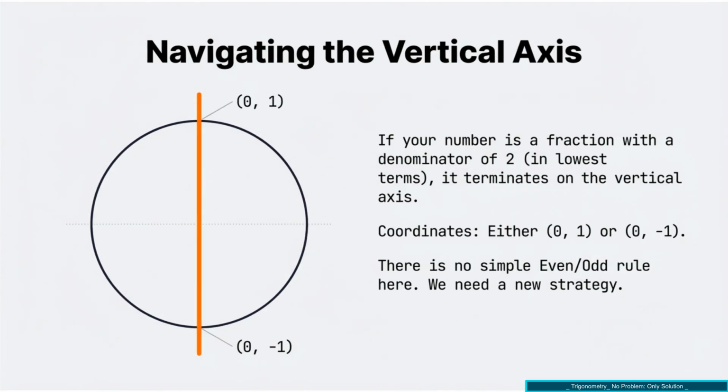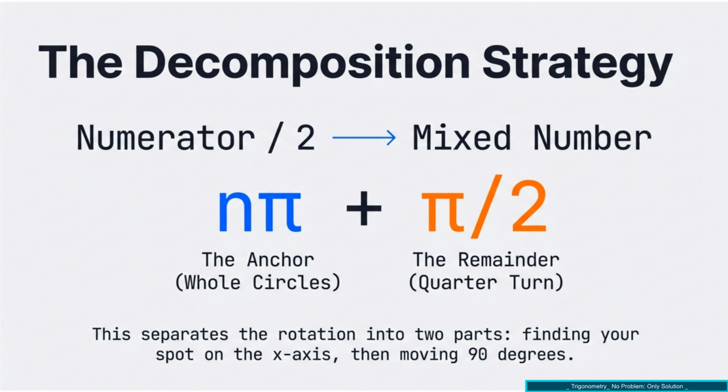Navigating the vertical axis. If your number is a fraction with a denominator of 2, it terminates at (0, 1) or (0, -1). This requires a new strategy, as the simple even/odd rule does not apply here. The decomposition strategy separates the rotation into two parts: an anchor on the x-axis and a remainder, which is a 90-degree quarter turn.